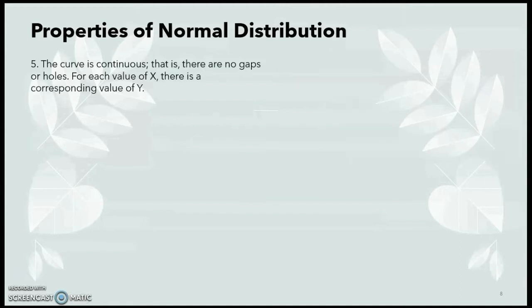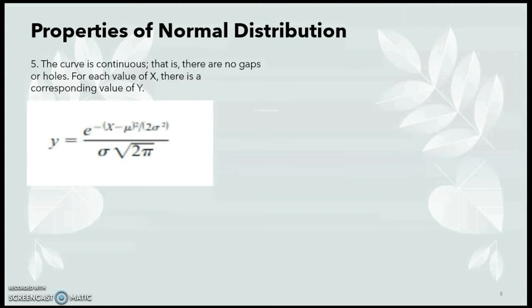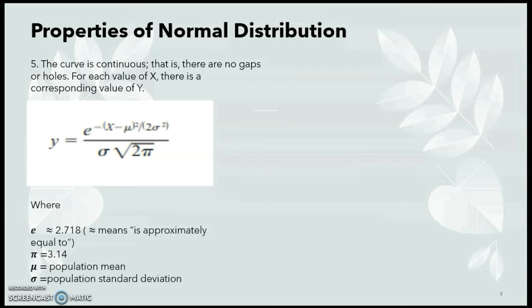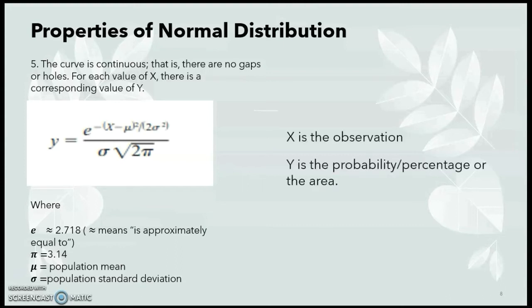Fifth property, the curve is continuous. That is, there are no gaps or holes. For each value of x, there is a corresponding value of y. This is the mathematical equation for normal distribution, where e is approximately equal to 2.718 and pi is approximately equal to 3.14. The Greek letter mu is the population mean, and the sigma sign is the standard deviation. X is the observation or the data value, while y is the probability, percentage, or the area.